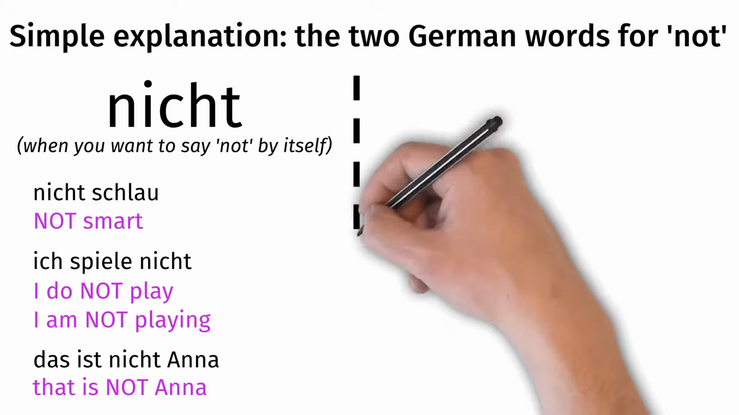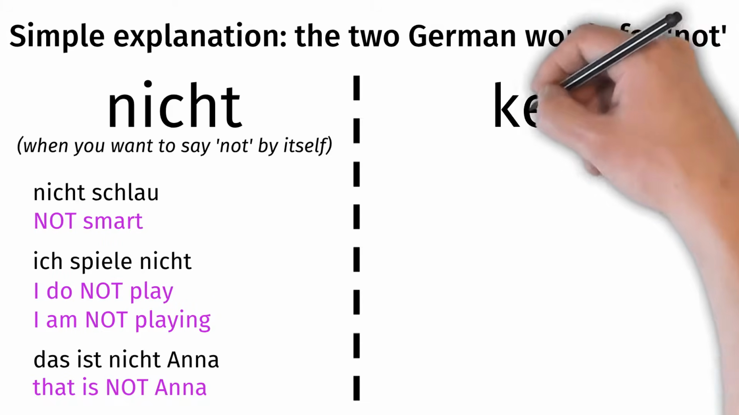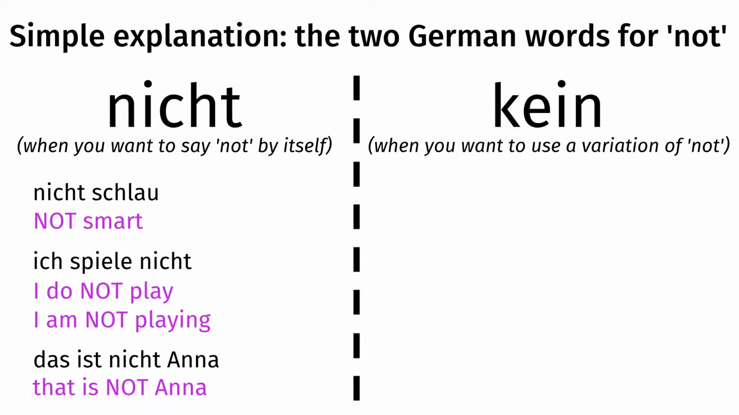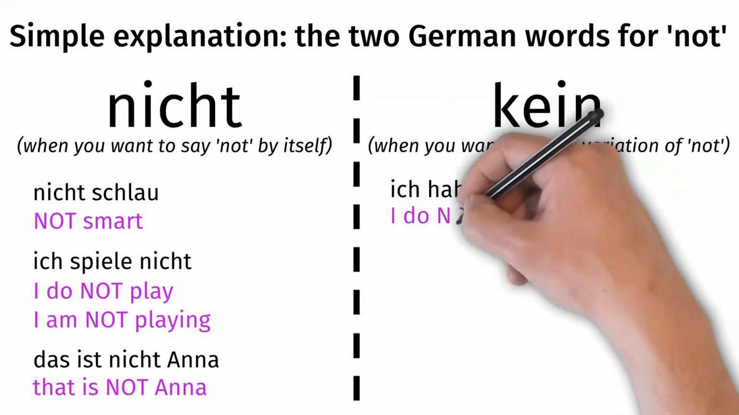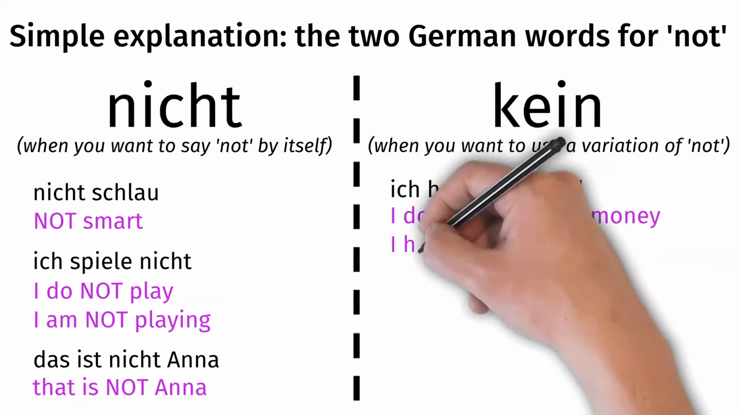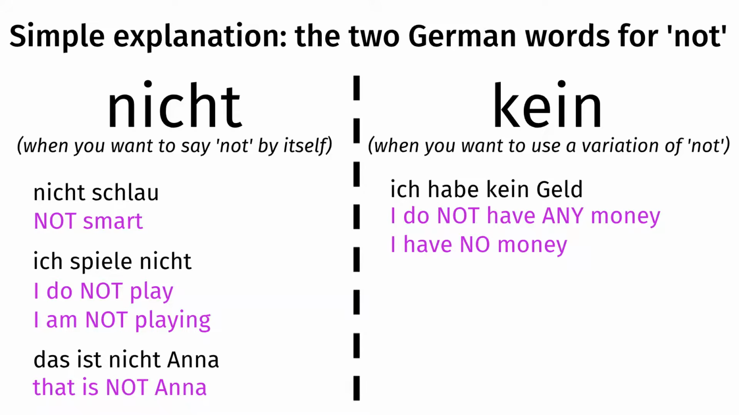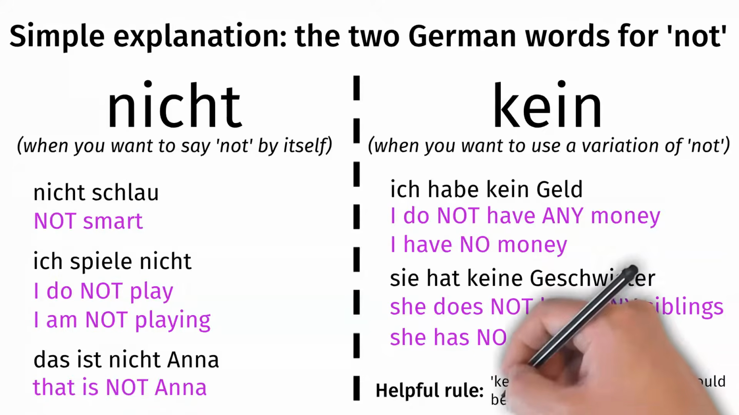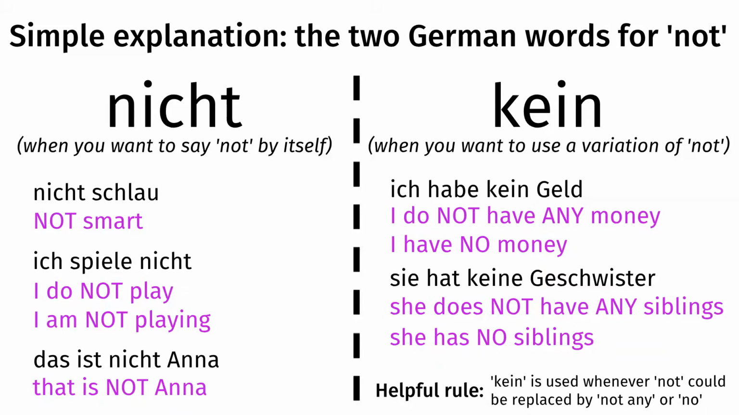But there's a less obvious word, but equally important, and that's kein. You use this when you want to use a variation of not. For example, ich habe kein Geld, I do not have any money, or I have no money. Or sie hat keine Geschwister, she does not have any siblings, or she has no siblings. Notice you can't say not money or not siblings. It's a variation of not. So we use kein. And a helpful rule to remember this is that kein is used whenever not could be replaced by not any or no.